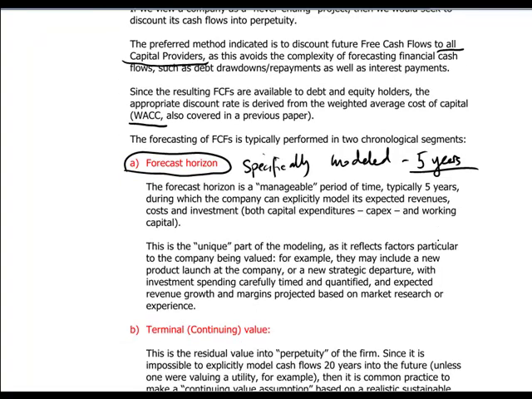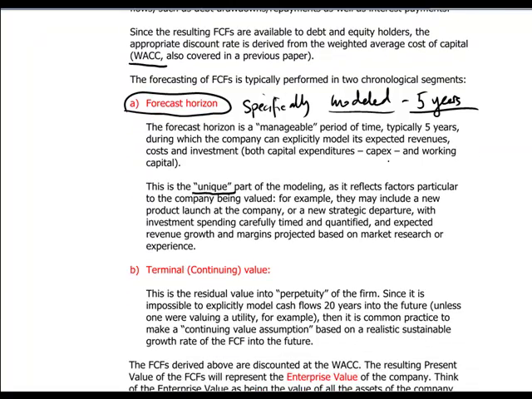Why do we say that this is a unique part of the modeling? It's because the modeling is done with the specific circumstances of the company in mind that we're determining the value of. We're looking at historical factors, meaning the recent past, to understand certain characteristics and structure of the financial statements of the company and its income statement, and we're projecting those forward over a period of time, usually up to 5 years.